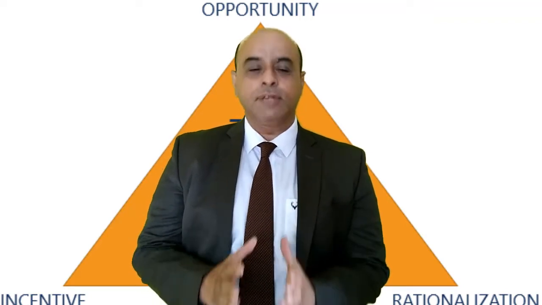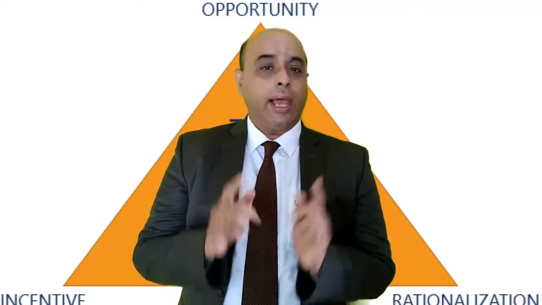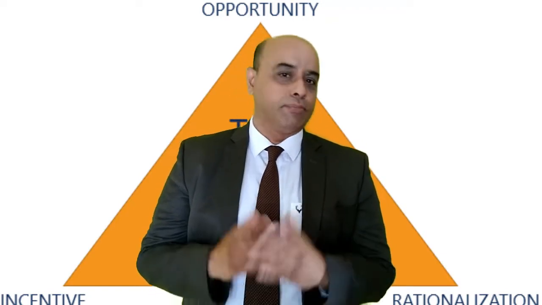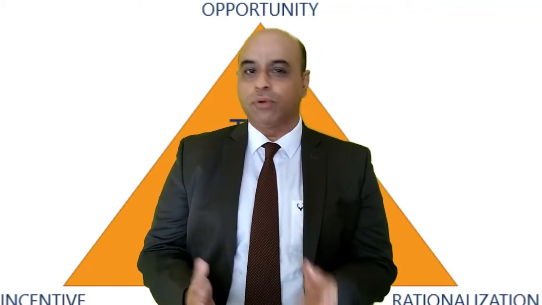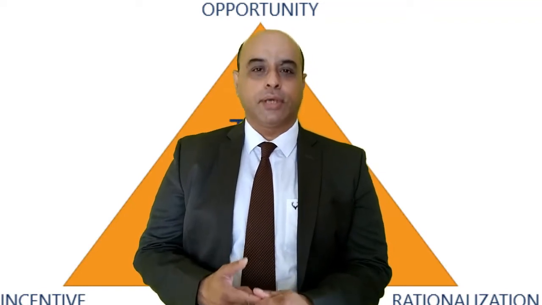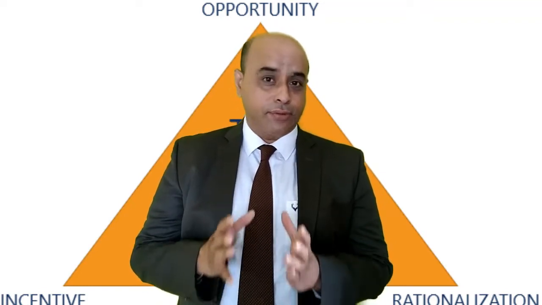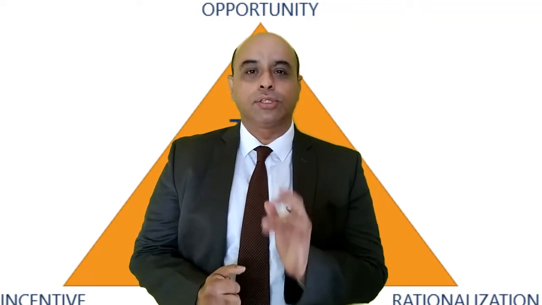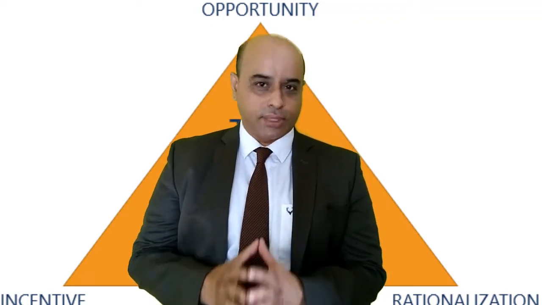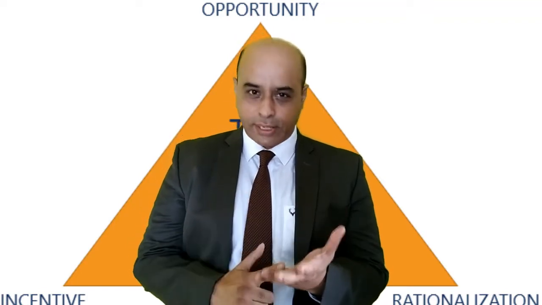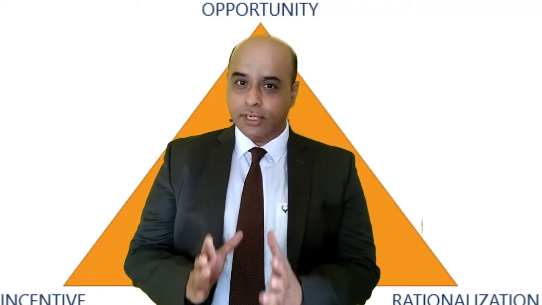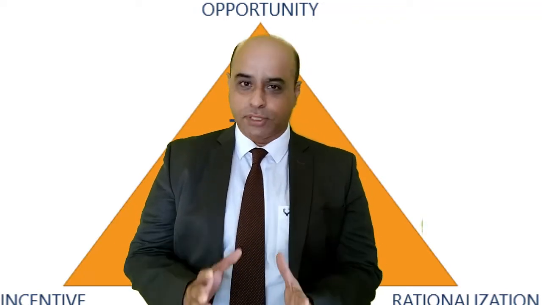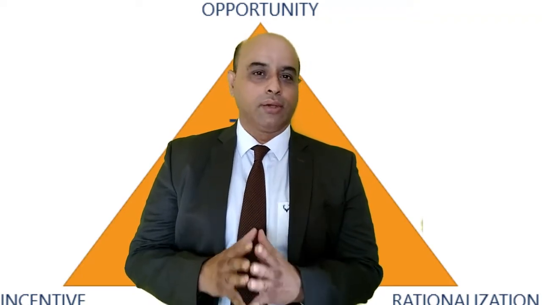First is a person perpetrating fraud will have an incentive or a motive to commit the fraud. The second point is that the person will find an opportunity. Opportunity could be in the form of weak internal controls. And the third point in the triangle is that the person will try to rationalize or justify. So rationalization is the third point in the triangle. Incentive or motive, the first point. Rationalization is the third point, and the second point is the opportunity. So this is how the fraud triangle works.